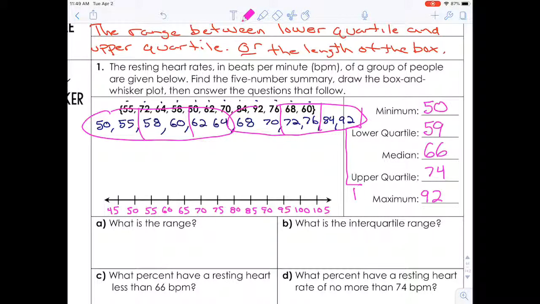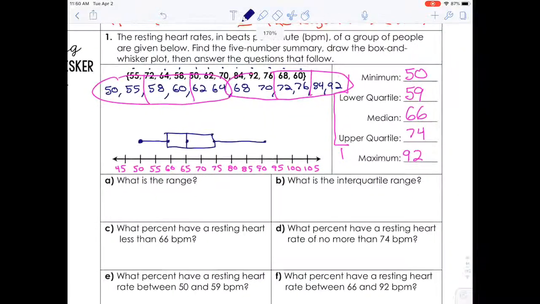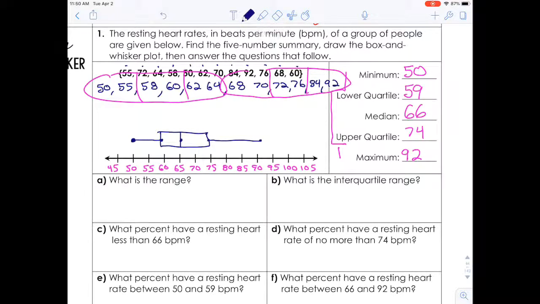Now I go through and I make dots at each number, okay? So I make a dot at 50, a dot at 59, a dot at 66, a dot at 74, and then all the way up to 92. Then I put a box around the middle 3, a line through the median, and then whiskers out to the smallest number, and a whisker out to the biggest number. Okay, now we've gotten full credit for the problem for creating the box and whisker plot. Now we just have to answer the questions.